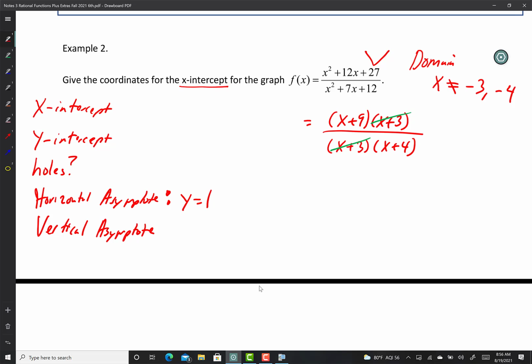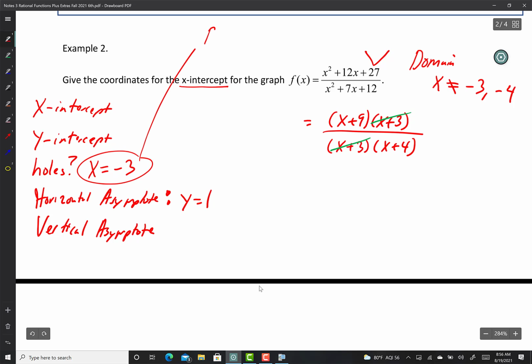So I have a hole. Don't worry, I'm going to answer your questions. I have a hole at x equals negative 3, and let me write some good notes here. I'm going to write this because f of x has the same factors in numerator and denominator.